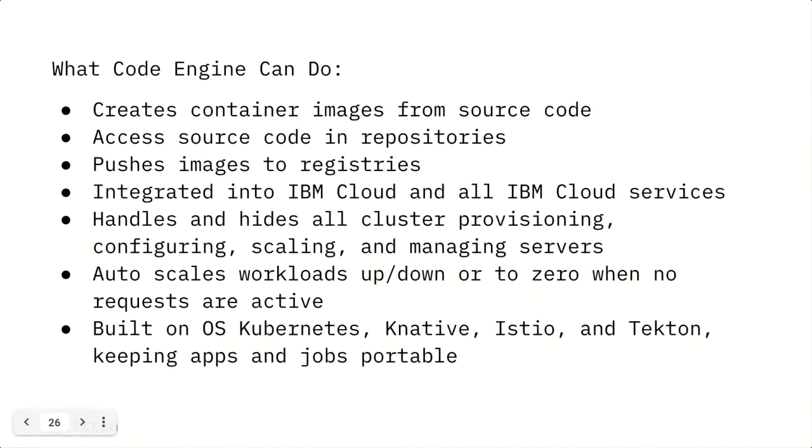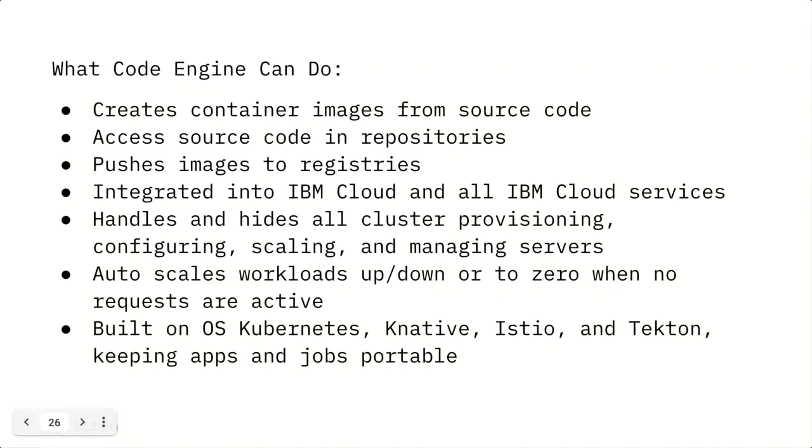Code Engine handles and hides all of your cluster provisioning, configuring, scaling, and managing your servers. So you don't need to worry about any of the underlying infrastructure. Code Engine is fully integrated into IBM Cloud, so that allows you to take advantage of the full catalog of IBM Cloud services like secure authentication with App ID, or AI and machine learning models with Watson AI, like adding Watson chatbots, things like that, any of our services.